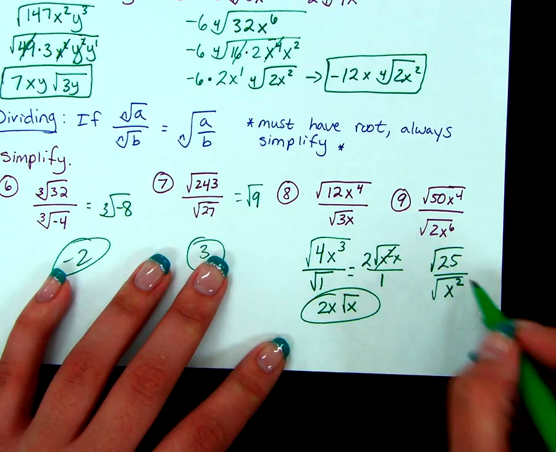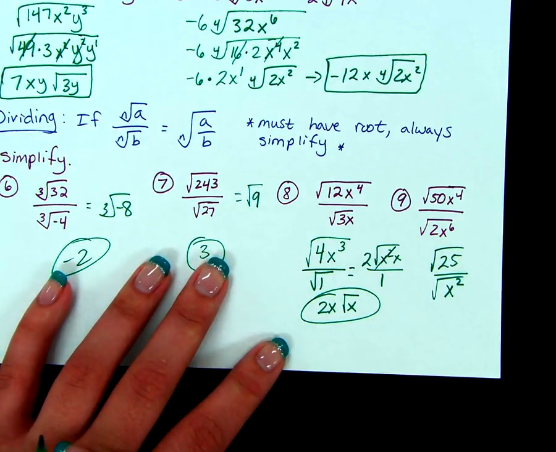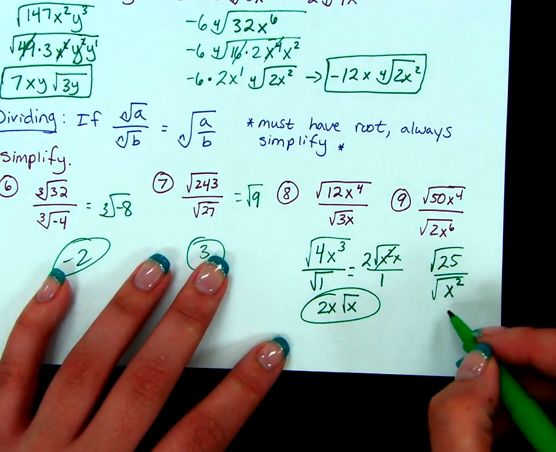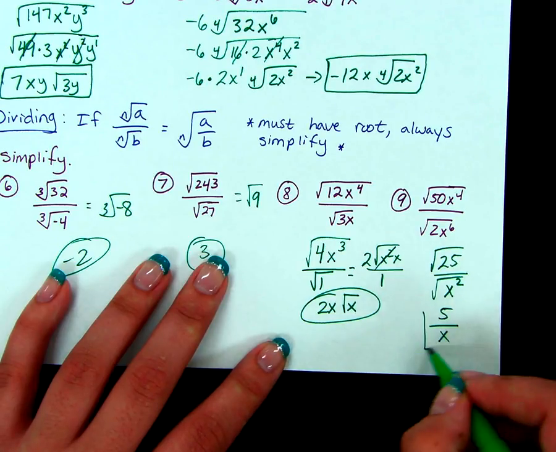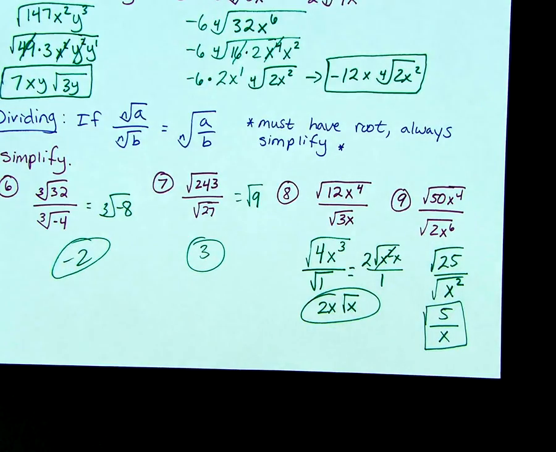Both of these are still in the radical because we haven't taken the square root of anything yet. Square root of 25 is 5. Square root of x squared is x. Final simplified answer.